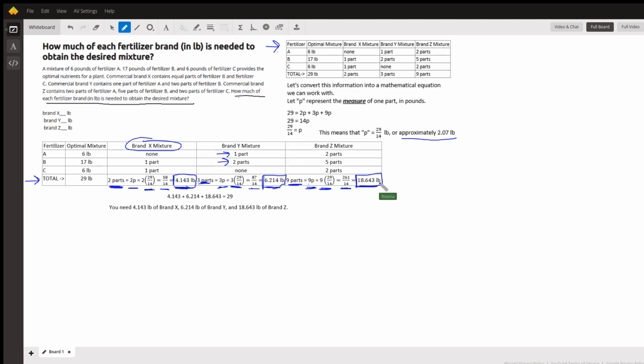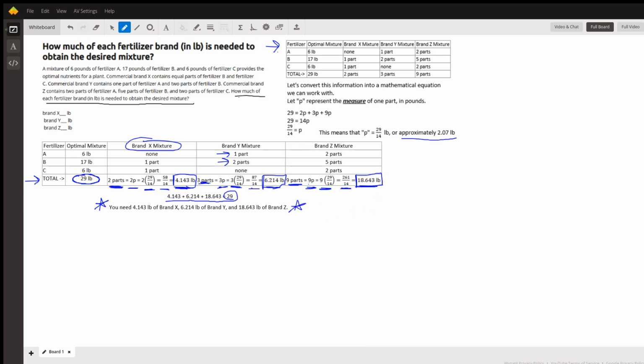Now, if you add those 3 numbers that I boxed here together, you'll see that you'll get 4.143 plus 6.214 plus 18.643 equals 29 pounds. So we know we did it right. It matches our total that we had concluded from the beginning of the problem. To finally answer this question, we have written as a statement: you need 4.143 pounds of brand X, 6.214 pounds of brand Y, and 18.643 pounds of brand Z. And that is a question answered.